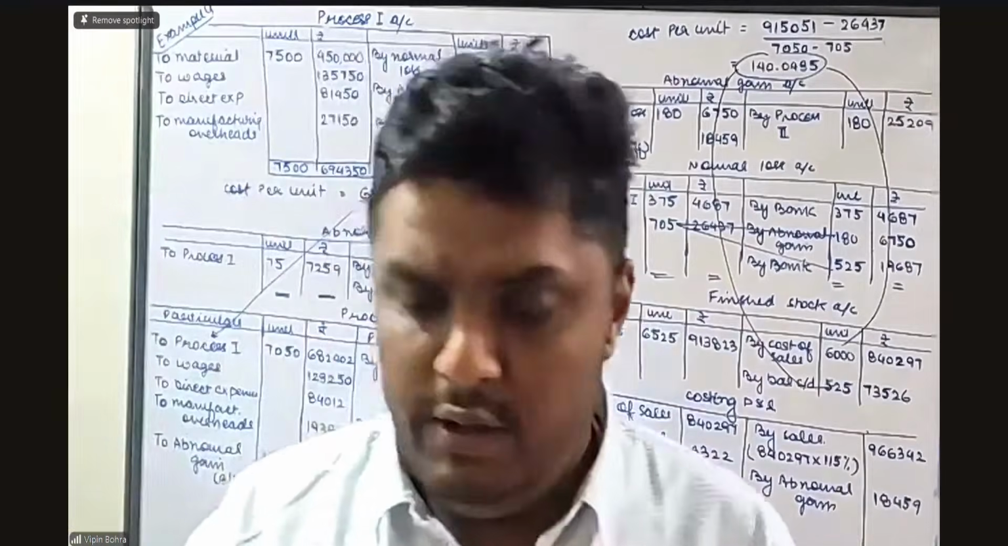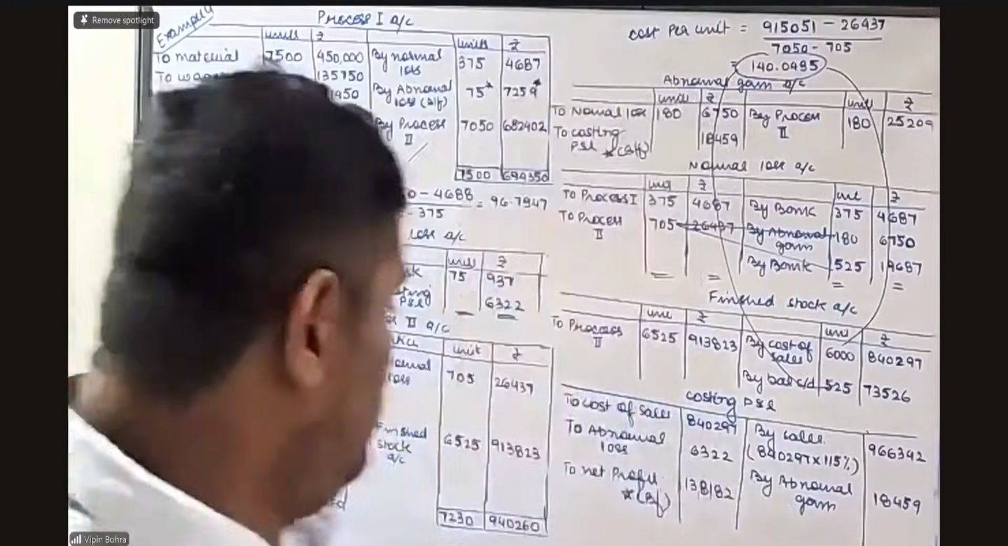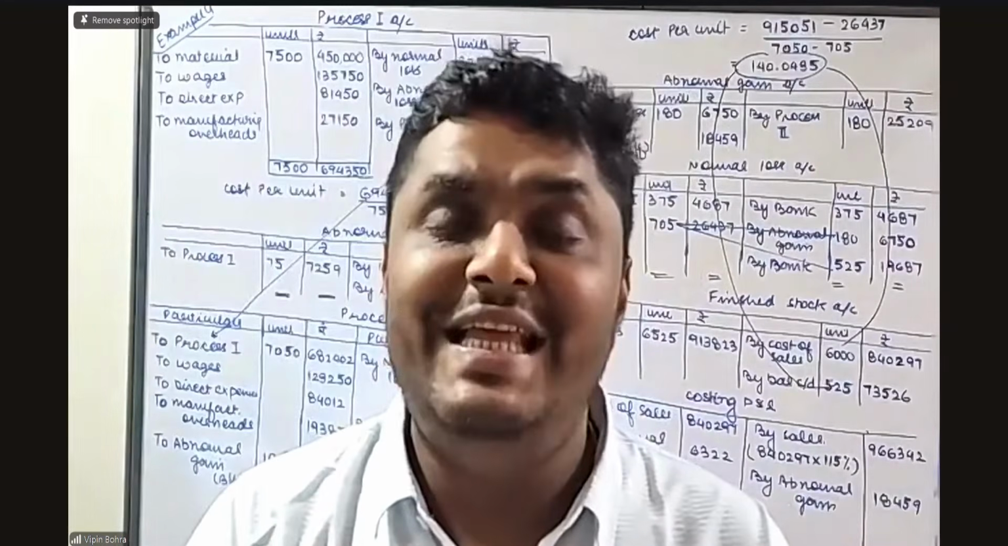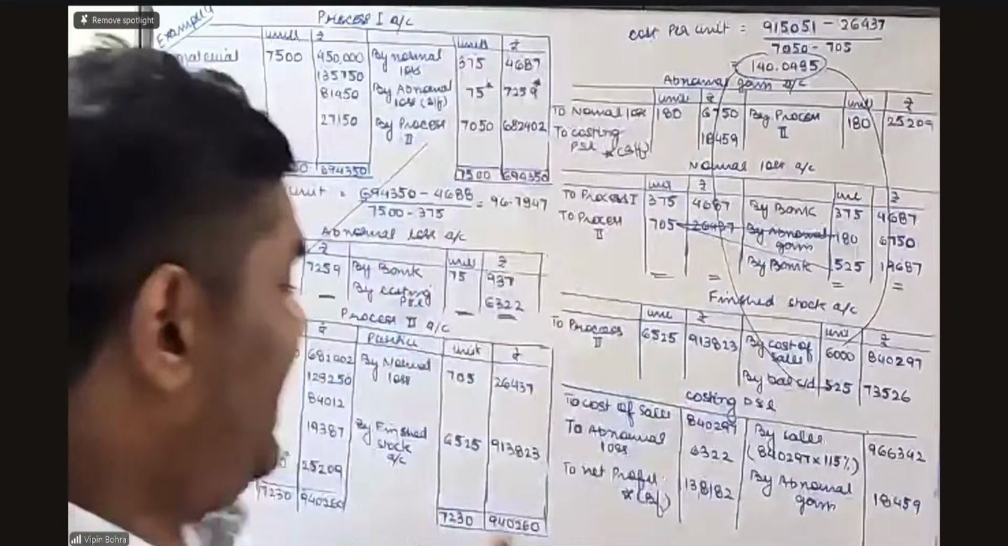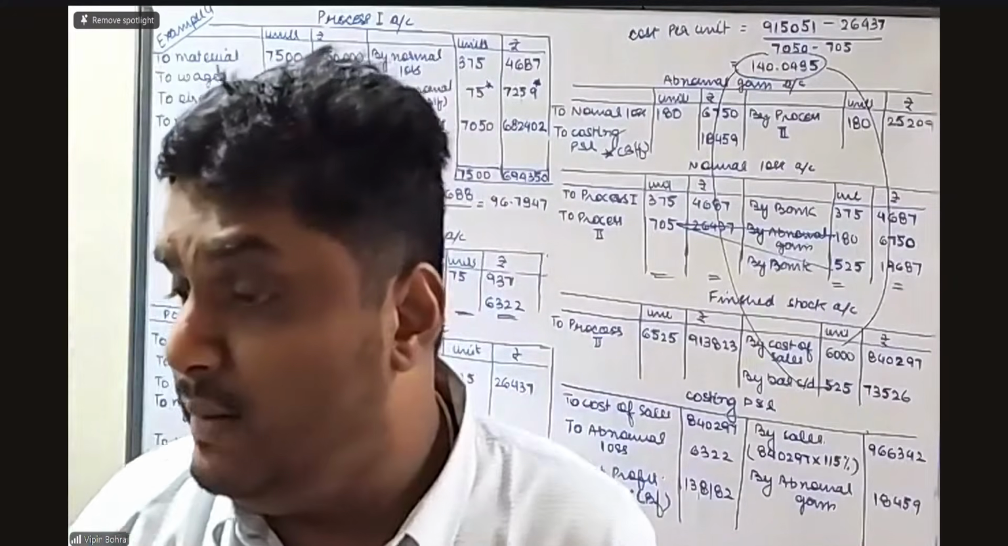7050 was my input. 705 was my normal loss. So I was expecting an output of 6345. However, my actual output is 6525. So 180 is abnormal gain, Minu.